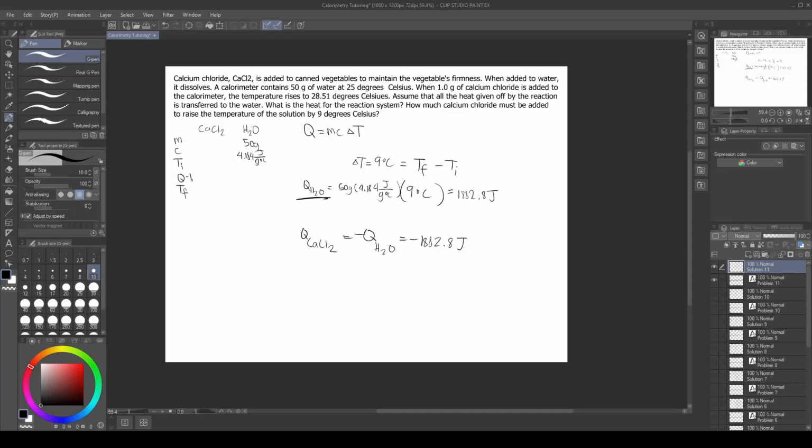So we have negative 1,882.8 joules, and for water we have 1,882.8 joules. So that's all pretty cool, but how is that going to help us find anything about the mass of calcium chloride? I mean, if you think about it, we're still missing so many variables. We don't even have final temperature, we don't have initial temperature, we don't have specific heat capacity, and we don't have the mass. So how do we find anything here? So what we have to do is we have to use the law of proportions.